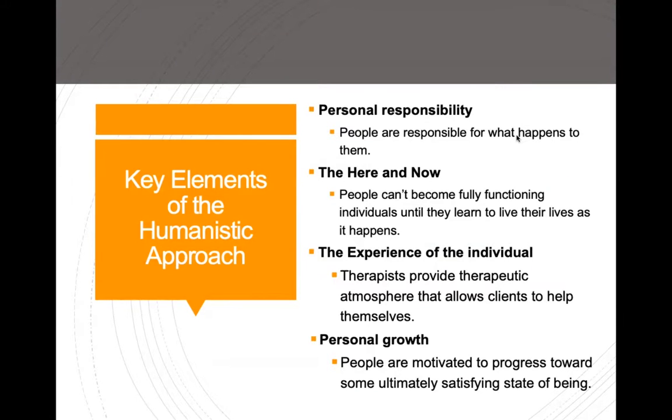The third tenet is the experience of the individual. Remember, as I shared earlier, it's not the environment, it's not your unconscious stuff, it's how you are experiencing yourself right this moment. So therapists provide the therapeutic atmosphere to allow clients to experience themselves. And then it's about personal growth. People are automatically motivated to move towards progress and achieving a satisfying state of being. So, as human beings, we all have this natural propensity to move towards personal growth. And so, these four are the key elements of the humanistic approach: personal responsibility, the here and now, the experience of the individual, and propensity towards personal growth. We will go into each one right now.